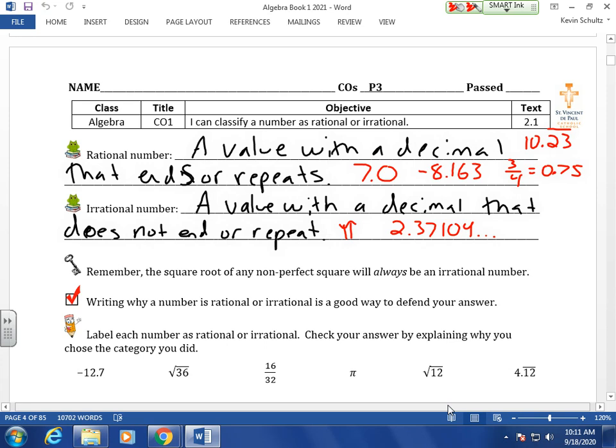Questions so far? Okay. I also have this little key point here that talks about non-perfect squares. Maybe you've heard the terms perfect squares and non-perfect squares before. We'll get more into this in actually CO2. But what is a perfect square? Give me an example of a perfect square. Gino?